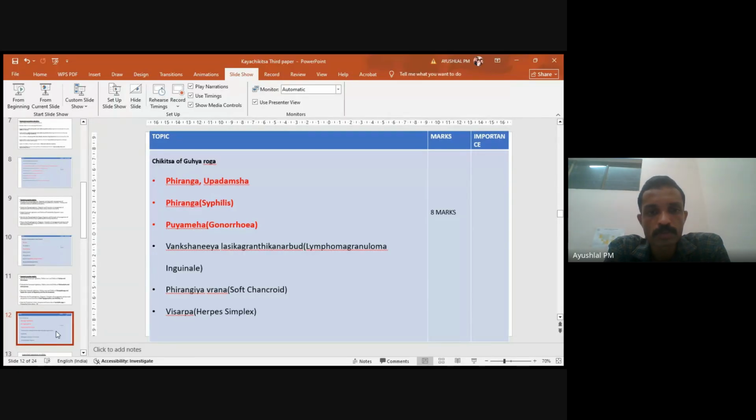From the Ayurvedic point of view, what is the treatment of Firanga and Upadamsha? Then the modern topics, syphilis and gonorrhea: how the pathology happens, what the main characteristic features are, how the disease spreads, diagnostic features, laboratory investigations, then management. Okay, 8 marks.